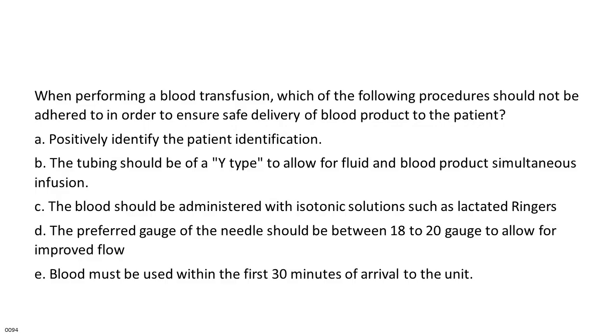When performing a blood transfusion, which of the following procedures should not be adhered to in order to ensure safe delivery of blood product to the patient? A. Positively identify the patient identification. B. The tubing should be of a Y type to allow for fluid and blood product simultaneous infusion. C. The blood should be administered with isotonic solutions such as lactated ringers. D. The preferred gauge of the needle should be between 18 to 20 gauge to allow for improved flow. E. Blood must be used within the first 30 minutes of arrival to the unit.